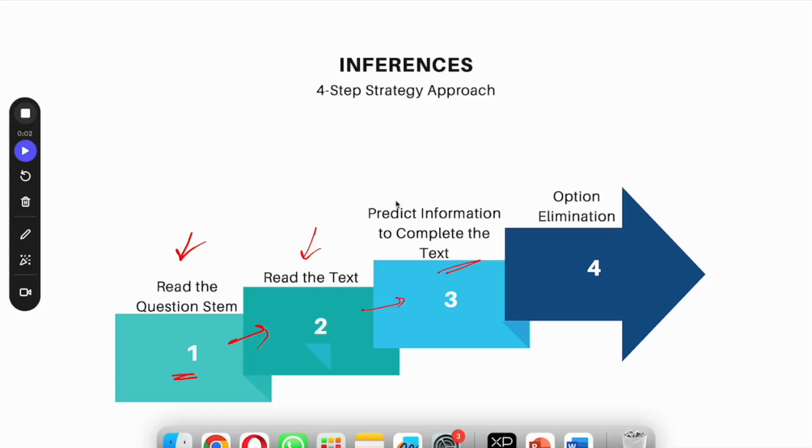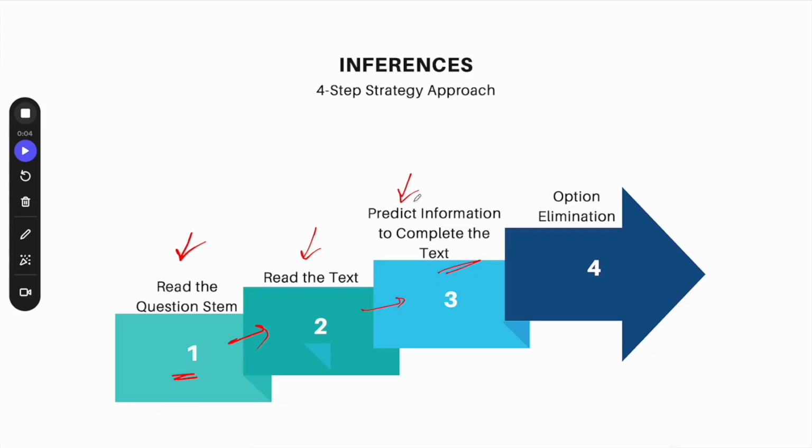Now, again, I don't mean to say by predicting that you know exactly what you want to pick in order to complete that particular text, but have a basic understanding of what can possibly complete it. Based on everything that you read and understood, what information can possibly complete it, right? Based on that, you will move on to the next step, that is option elimination.